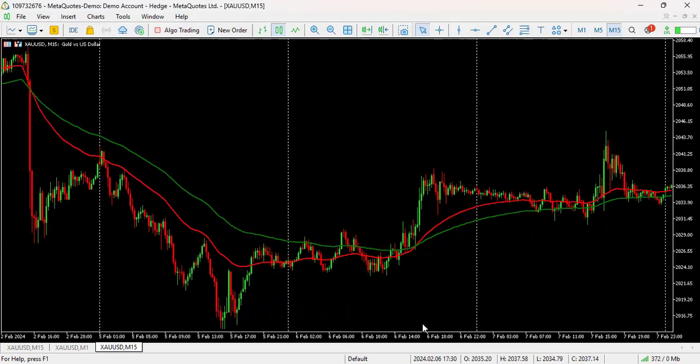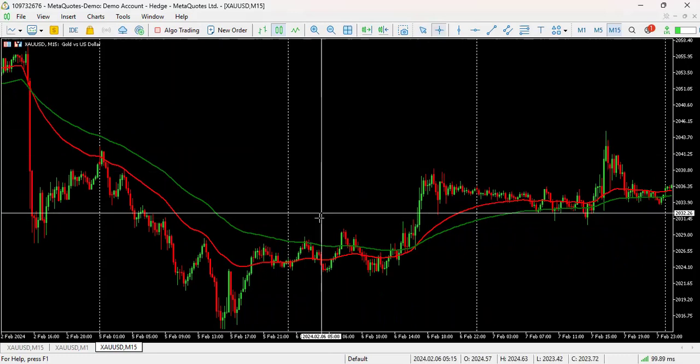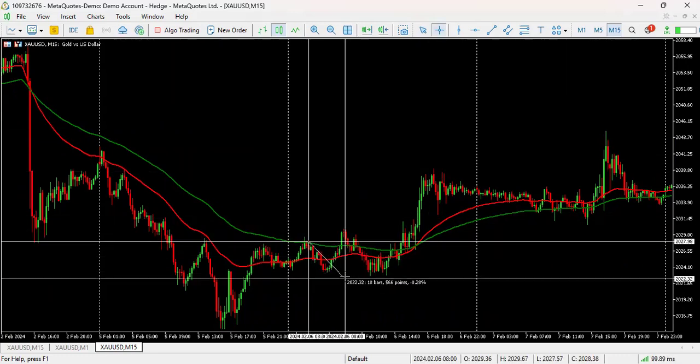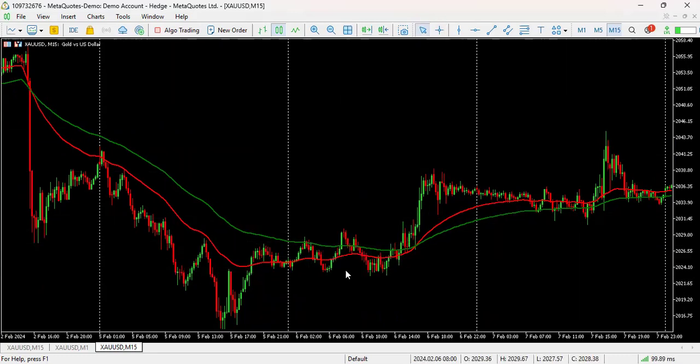All right, so 136, we get a pullback to the moving average here. So now we're on day four. We're still trading at that 0.01, which is 10 to the pip for the sell. 43 pips, that's $4.30. Let's just make it even 40, which is $4. So now our capital is at 140.